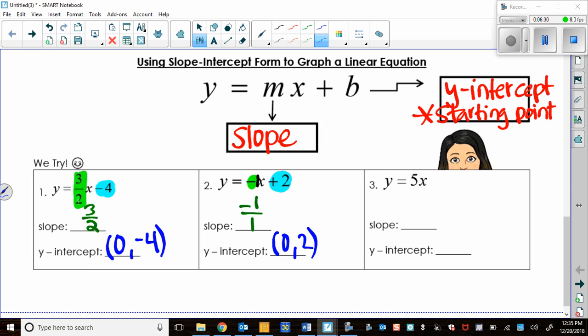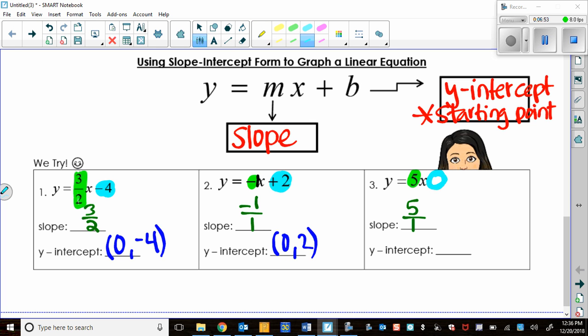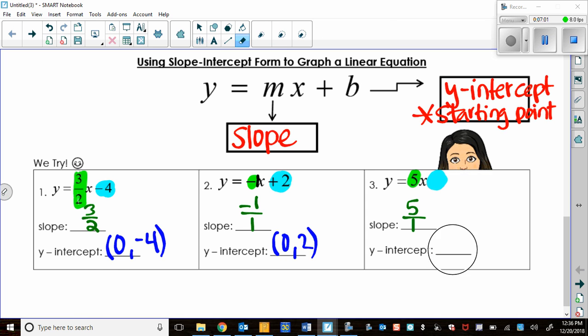Okay. Last one. I'm going to take my green highlighter and I'm going to highlight that 5 because that's the number in front of the x. And I'm going to write my slope as a fraction, so the 5 could be written as 5/1. And my y-intercept is not really there, but if there's no number after the x, you can assume that your y-intercept is the origin. Because technically this is 5x plus 0. 0, 0 is still part of the y-axis, so that's your y-intercept.